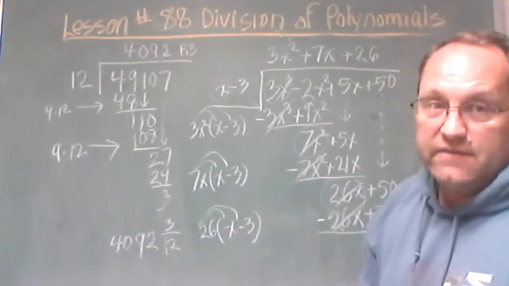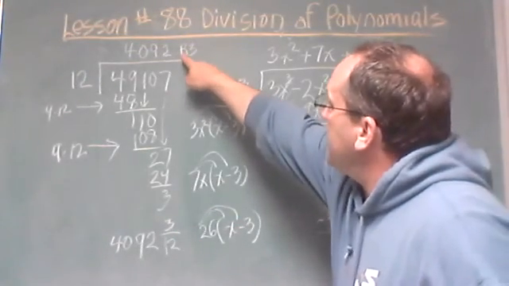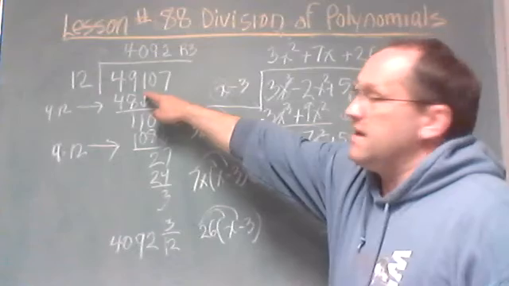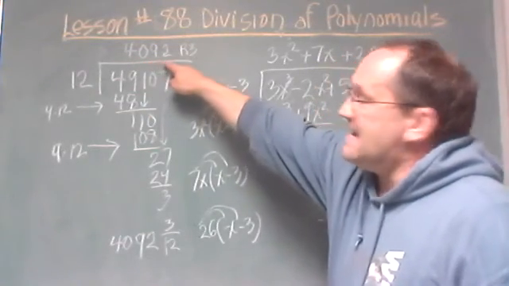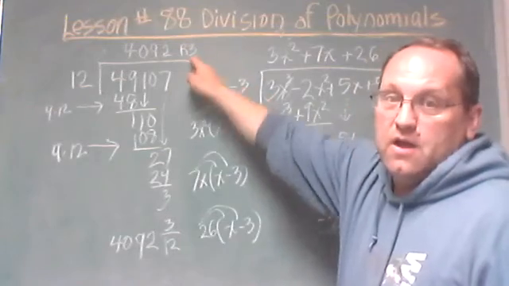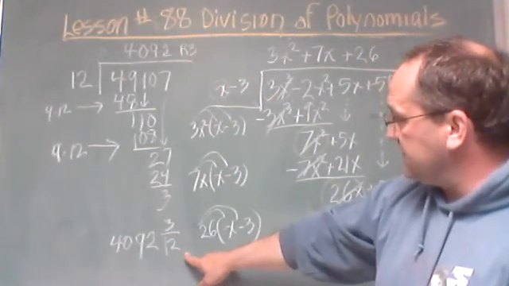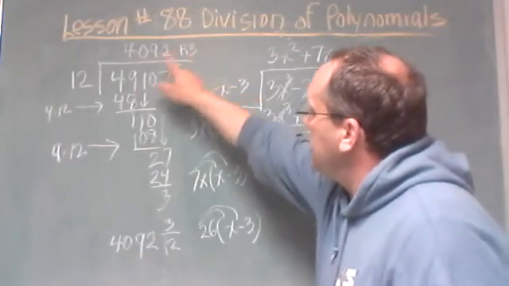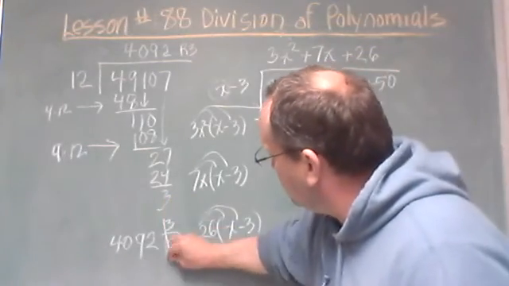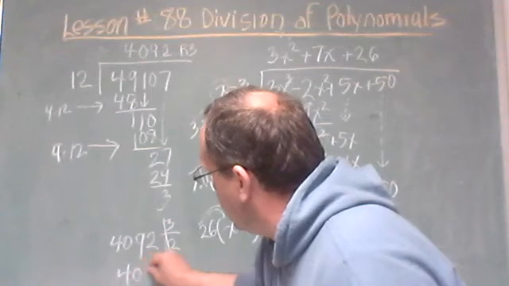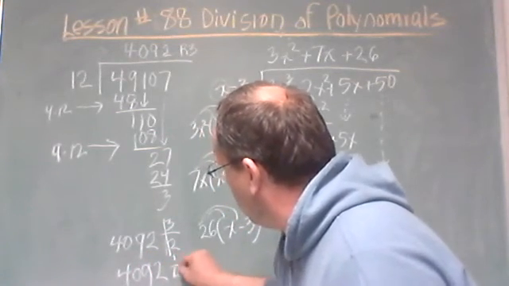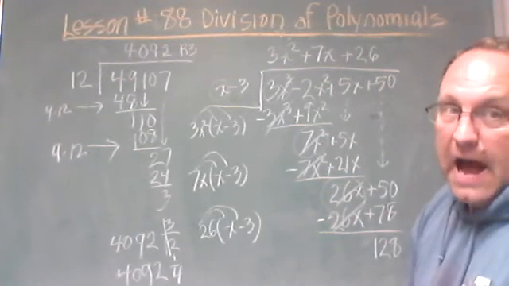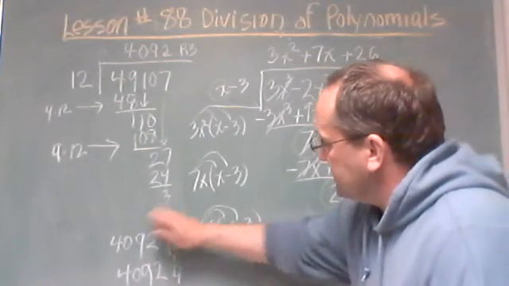I have two ways of expressing that. I can express that as a remainder 3. 12 divided into 49,107 will be 4,092 with a remainder of 3. Or I can express that as a fraction, 4,092 and 3/12. Or I could reduce that to 4,092 and 1/4. I reduce that fraction. In polynomial division, I'm going to use this second way.